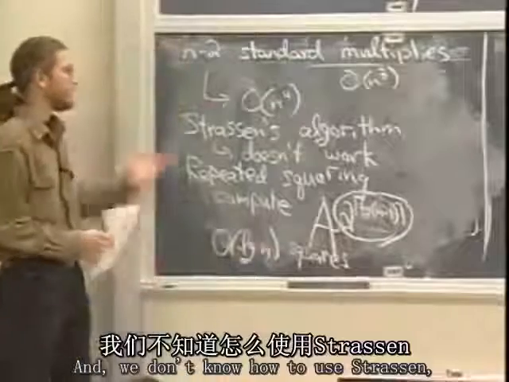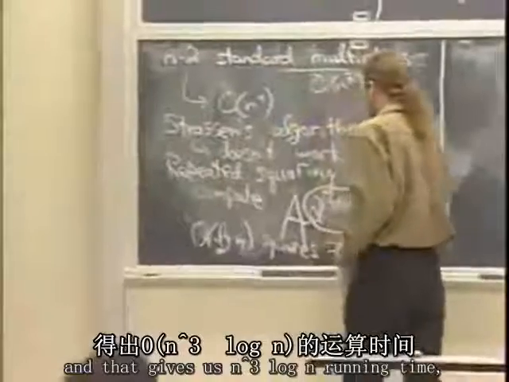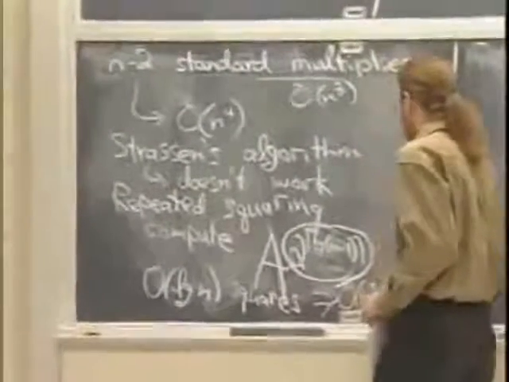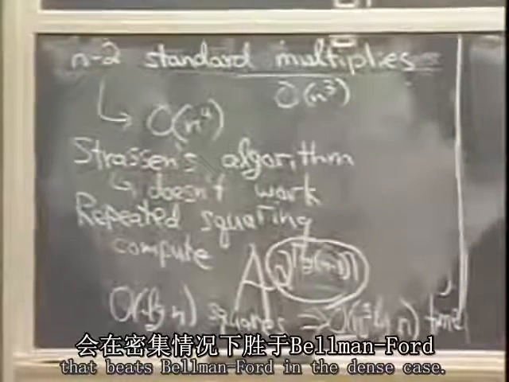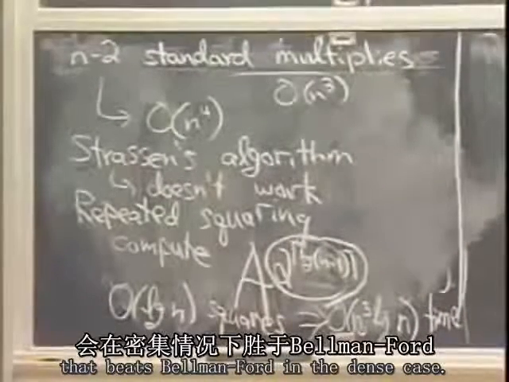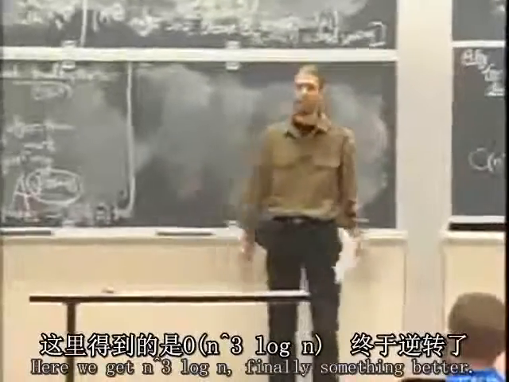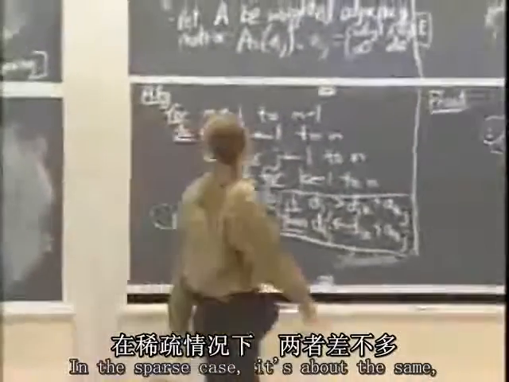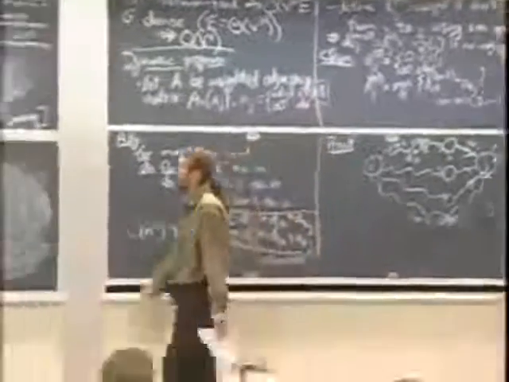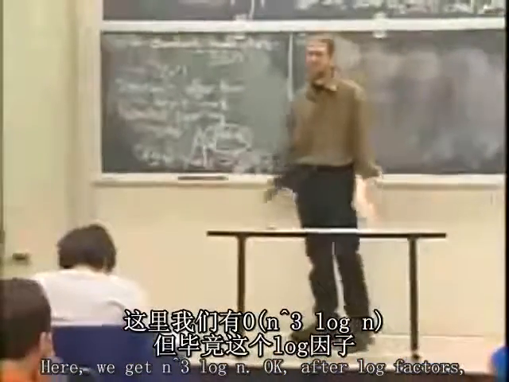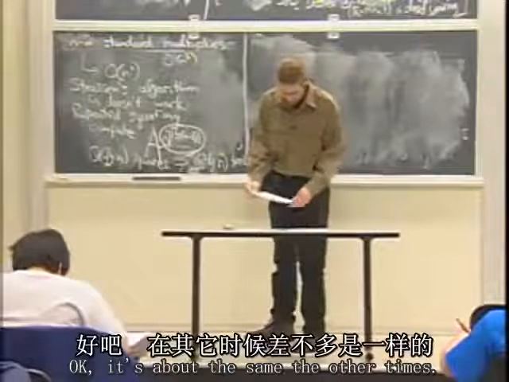We don't know how to use Strassen, but we can use the boring standard multiply of n cubed, and that gives us n cubed log n running time. Which finally is something that beats Bellman-Ford in the dense case. In the dense case, Bellman-Ford was n to the 4th. Here we get n cubed log n, finally something better. In the sparse case, it's about the same, maybe a little worse. E is order V, then we're going to get like V cubed for Bellman-Ford. Here we get n cubed log n. Up to log factors, this is an improvement some of the time, and about the same the other times.